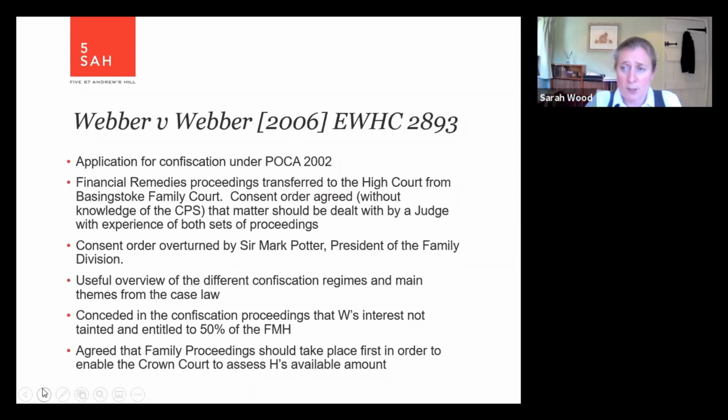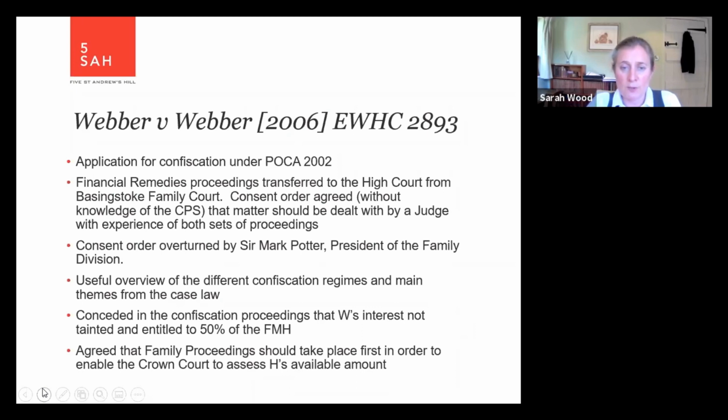But it also is a good example of how things can go slightly wrong, because people were relying upon the previous legislation and thought the same applied in relation to POCA. So in this case, the financial remedies had started in Basingstoke Family Court. They then got transferred to the High Court. At that stage, a consent order was agreed, but importantly, without the knowledge of the CPS.